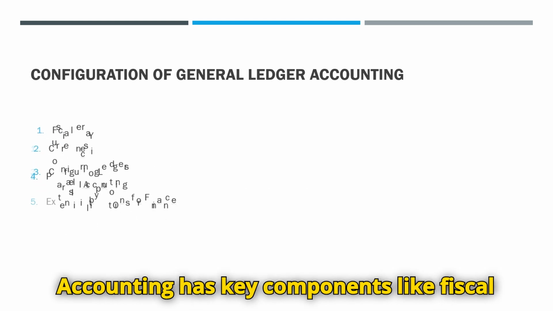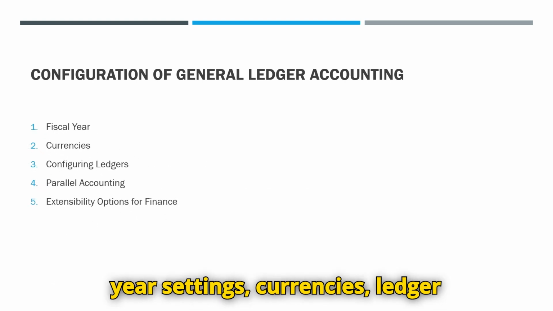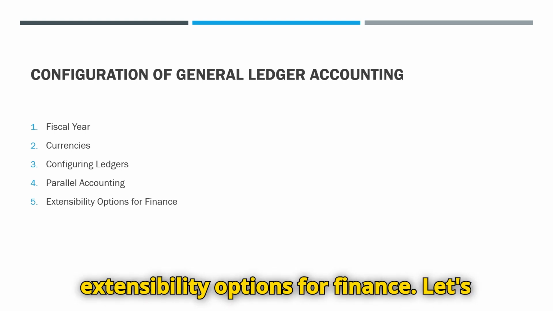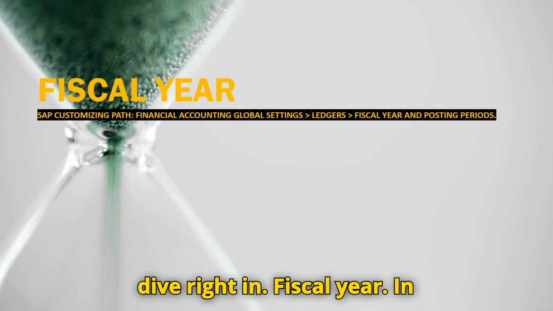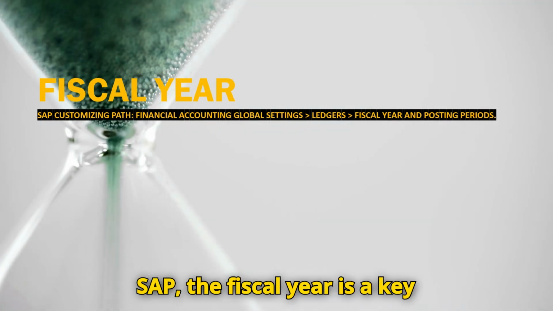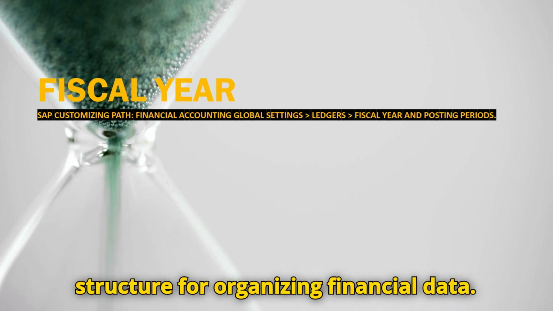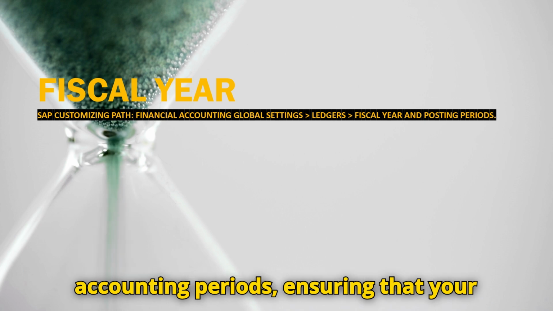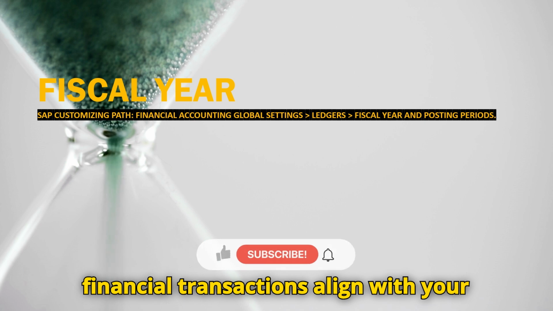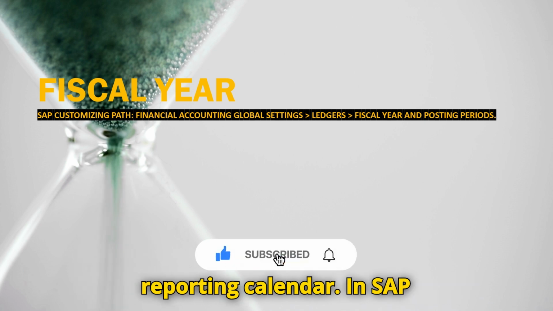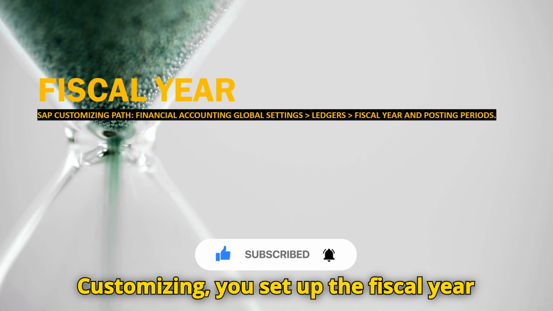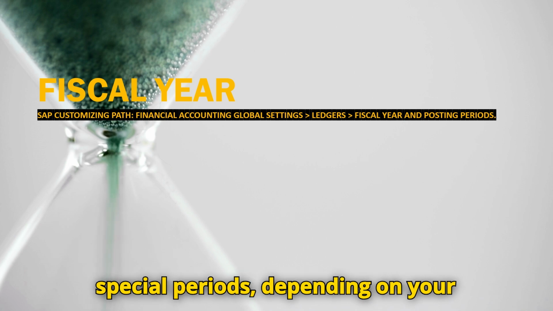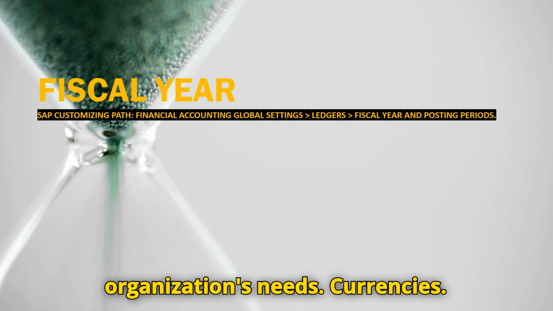Configuration of General Ledger Accounting has key components like fiscal year settings, currencies, ledger configuration, parallel accounting, and extensibility options for finance. Let's dive right in. Fiscal year. In SAP, the fiscal year is a key structure for organizing financial data. It defines the start and end dates of accounting periods, ensuring that your financial transactions align with your reporting calendar. In SAP Customizing, you set up the fiscal year under Financial Accounting Global Settings. You can define regular or special periods depending on your organization's needs.